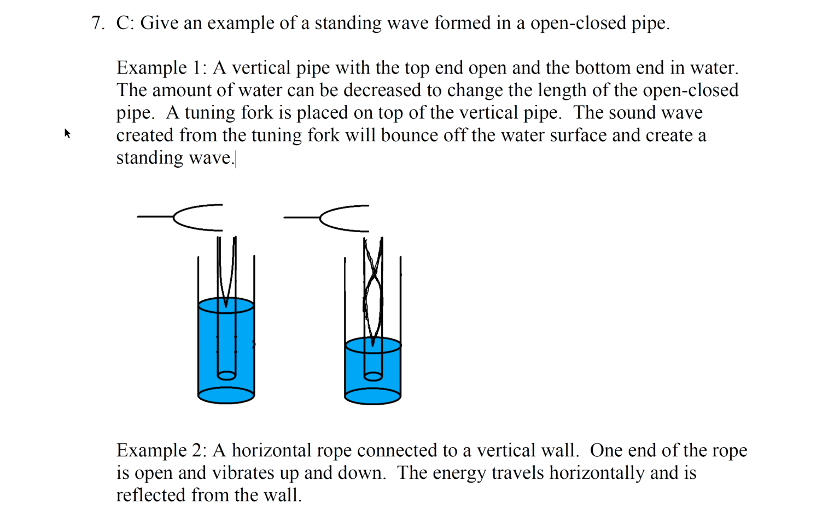The amount of water can be decreased to change the length of the open-closed pipe. So we could also raise or lower the pipe. A tuning fork is placed on top of the vertical pipe. A sound wave created from the tuning fork will bounce off the water surface and create a standing wave. So this is open-closed.